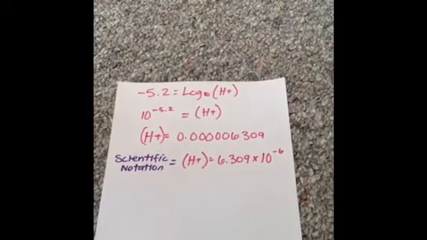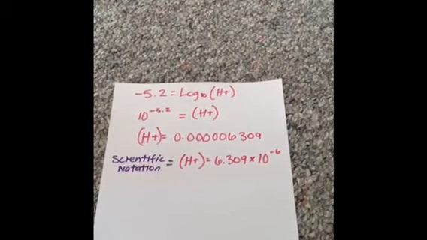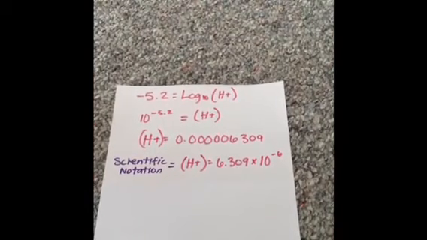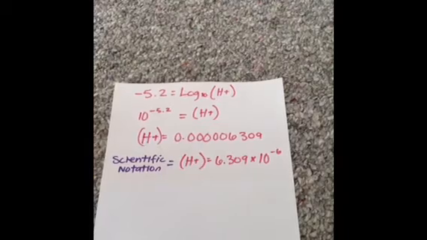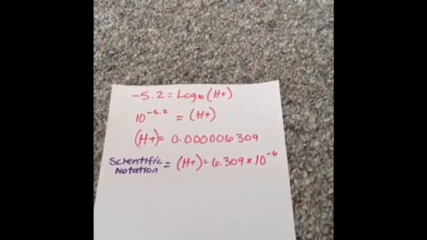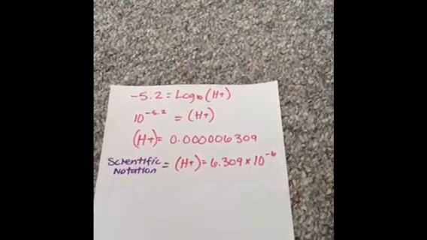When you calculate this, H positive equals 0.000006309. You put this into scientific notation, which ends up being H positive equals 6.309 times 10 raised to the power of negative 6.